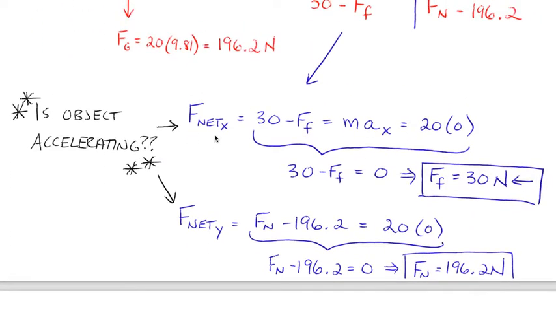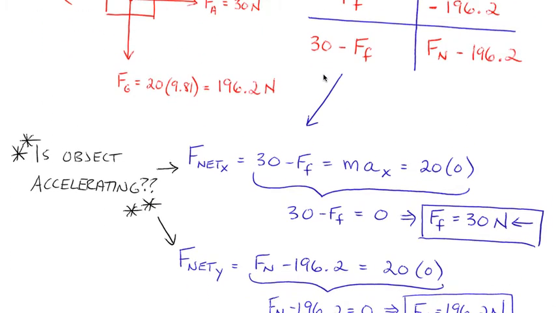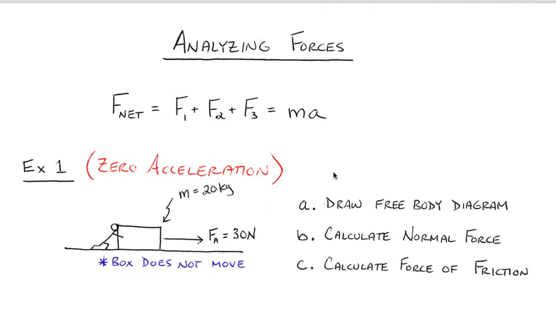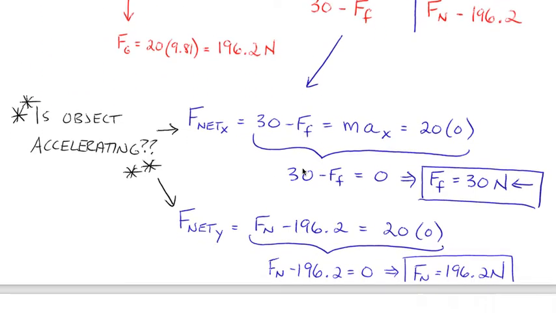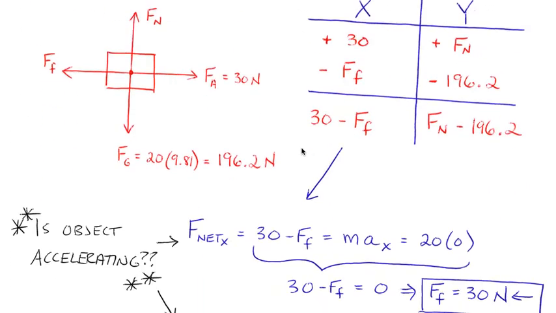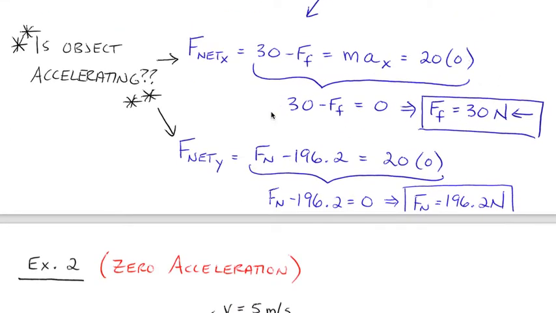And we have my net force in the x is going to equal the sum of the x forces, my 30 Newton applied force minus my force of friction, and that's also going to equal mass times acceleration in the x. So 30 minus the force of friction equals the mass, which is 20, taken from the problem, times the acceleration in the x, which is 0. So 30 minus the force of friction is 0. My force of friction must be 30 newtons to the left.